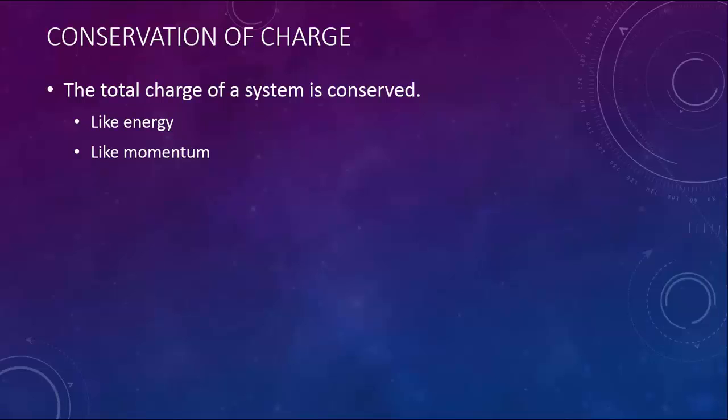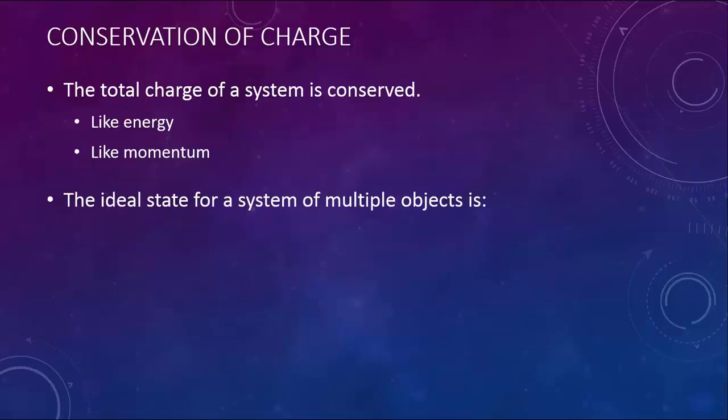Since the net charge of an object depends on its number of protons and electrons, and electrons can't just disappear or appear out of nowhere, the total charge has to be the same. There's always the same number of protons and electrons. There's a list of basically two ideal states for a system of multiple objects. The first one is that all the objects would have a net neutral charge. So throughout the whole system, there's the same number of protons and electrons, and each object also has the same number of protons and electrons.